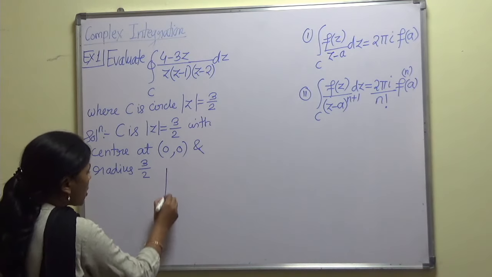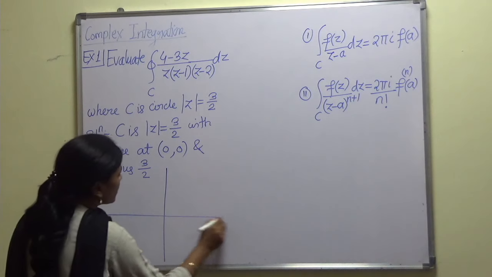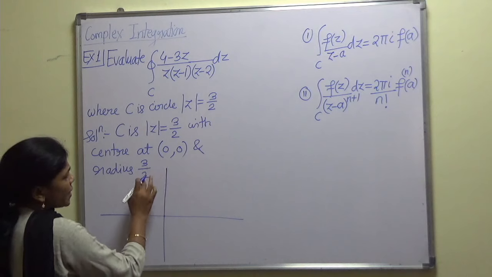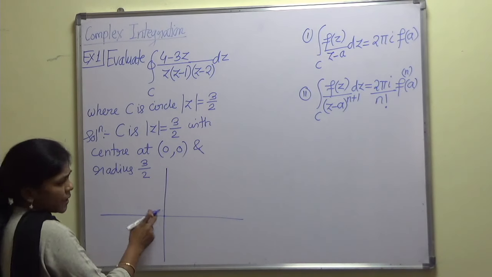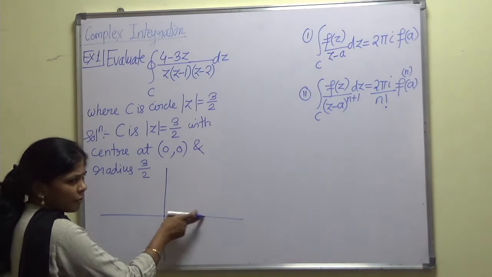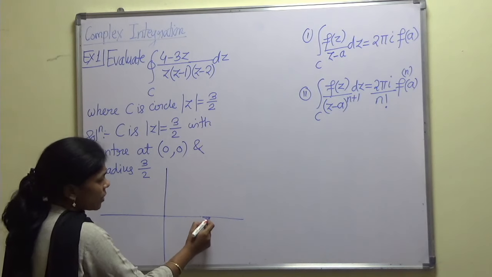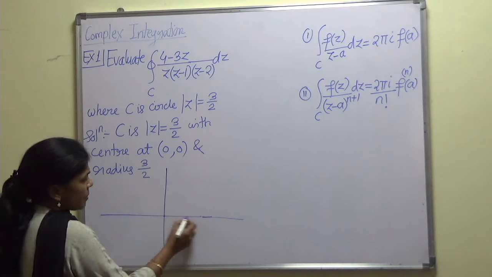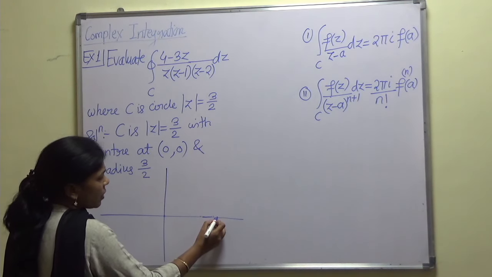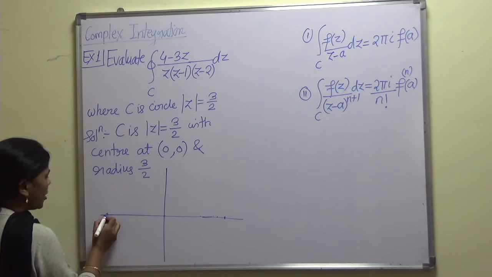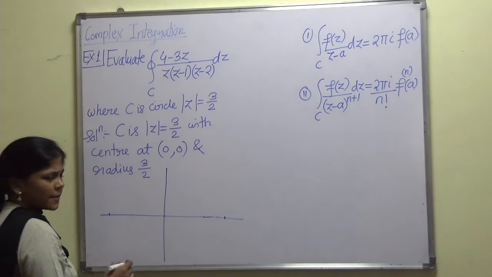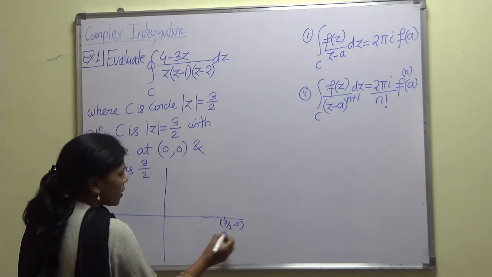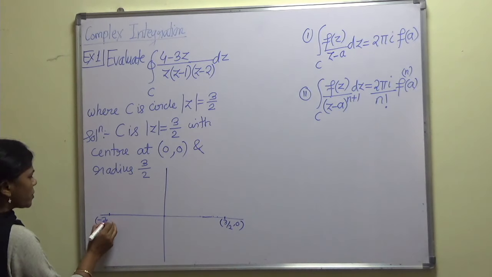So let us draw the circle quickly. The circle has its center at the origin. Now what is the radius? The radius is 3 by 2. As it is at the origin, you can measure a 3 by 2 distance on the right, on the left, as well as up and down. So let me measure 3 by 2 units on the left and right, that is on the x-axis. So this is the point 3 by 2, 0 and this is the point minus 3 by 2, 0.